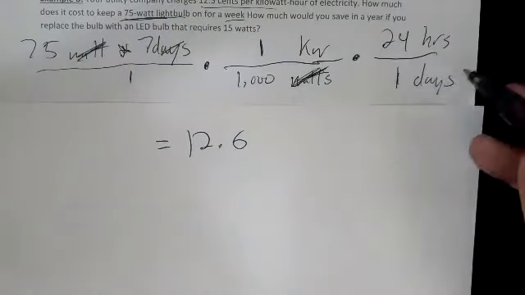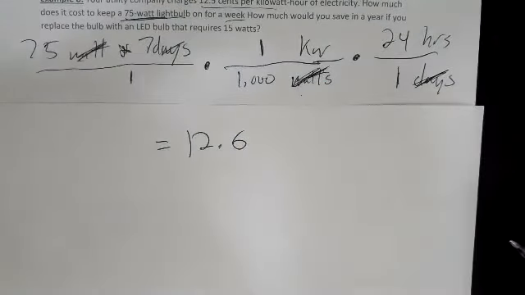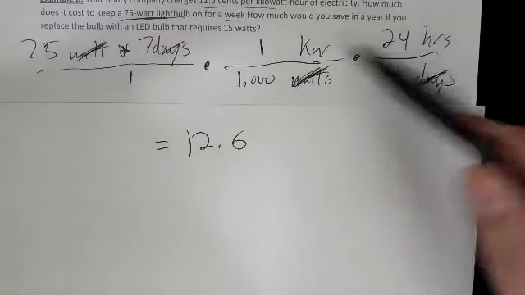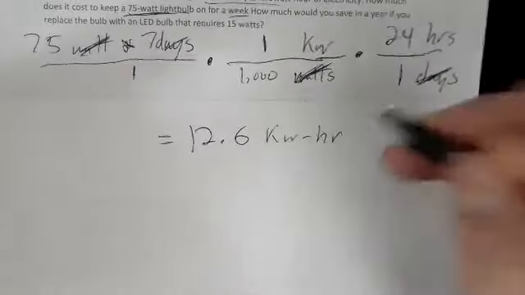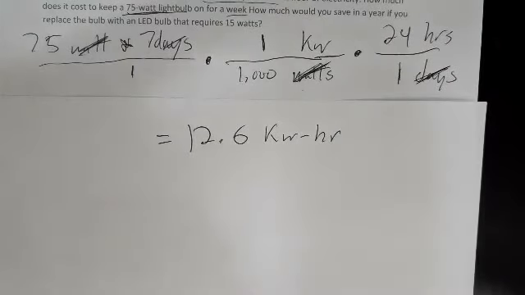And just to recap what we're in, we got rid of the days. That should be marked off. We are in kilowatt hours here. So we are in kilowatt-hour. So we got 12.6 kilowatt hours to run this thing for a week.